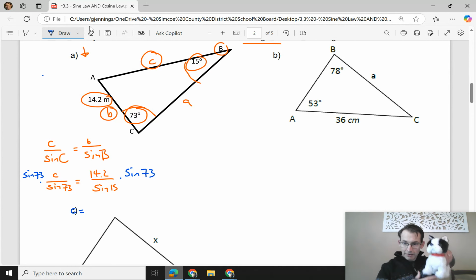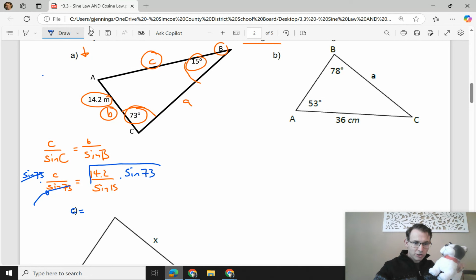I know why you did that. You did that because you were dividing by sine 73 over here, and the opposite of division is multiplication. So that's why you did that. And then these cancel, and then this expression over here is what C is equal to. So C is equal to 14.2 multiplied by sine 73, all divided by sine 15.